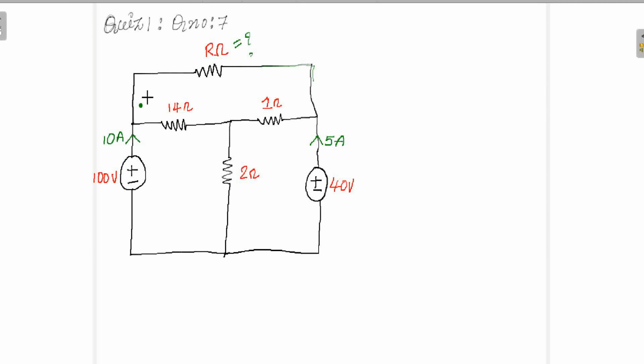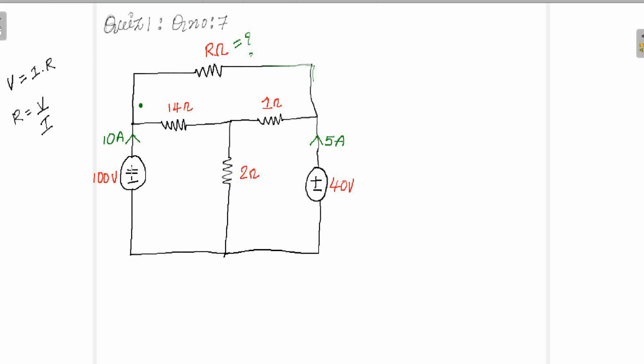Before proceeding to the problem, from Ohm's law we have V equal to I into R. From this, R equal to V by I. This is very important and very interesting. So if I want to find the value of R, I need to know the voltage and current. Let us see whether from the circuit it is possible to find the voltage or currents.